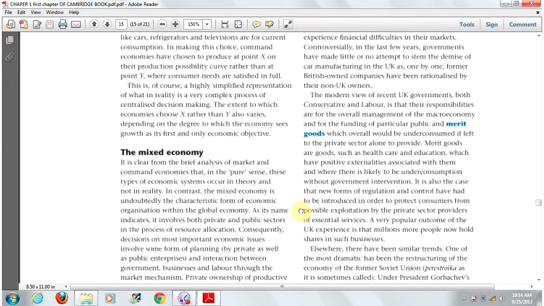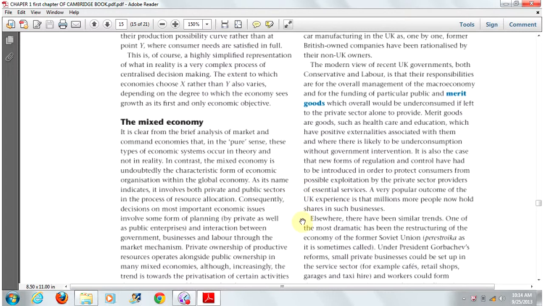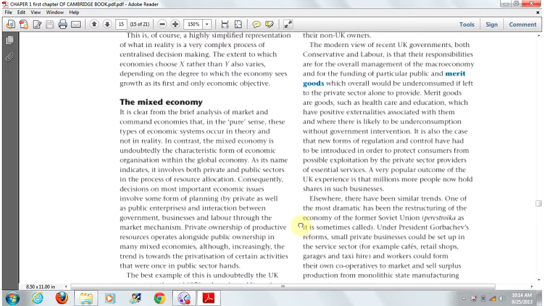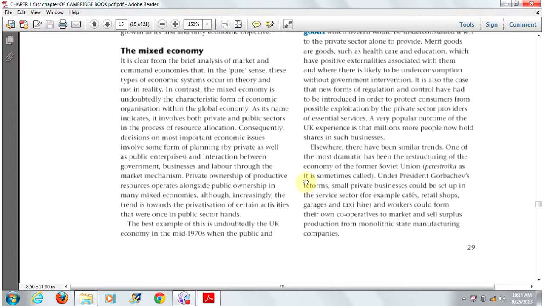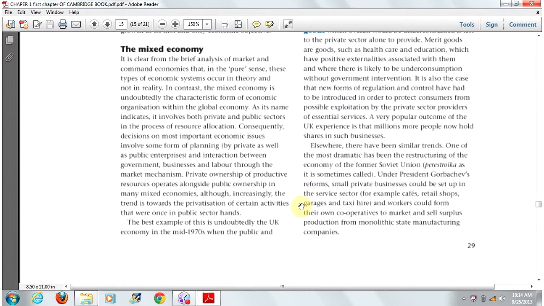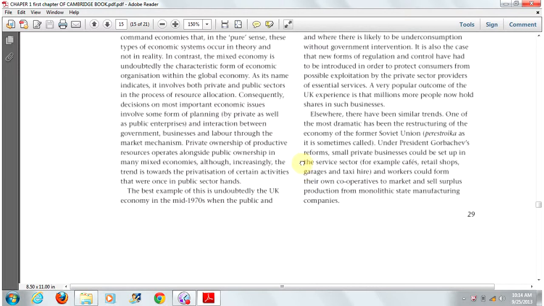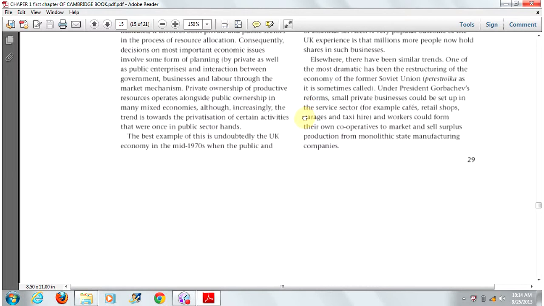One of the most dramatic has been the restructuring of the economy in the former Soviet Union, perestroika, as it's sometimes called. Under President Gorbachev's reform, small private businesses could be set up in the services sector, for example cafes, retail shops, garages, and taxi hire, and workers could form their own cooperatives to market and sell surplus production from monolithic state manufacturing companies. The U.S. economy is also an example of a mixed economy, somewhat contrary to common perception.